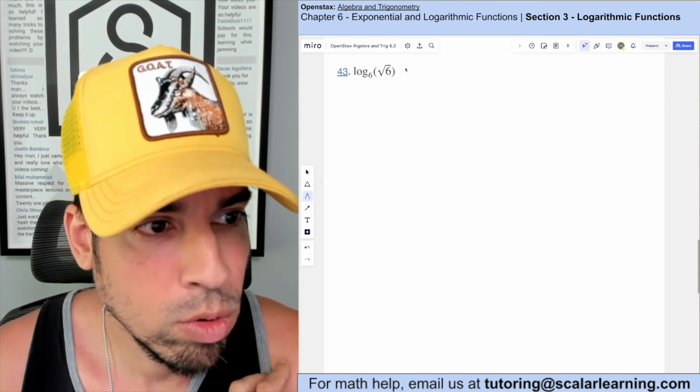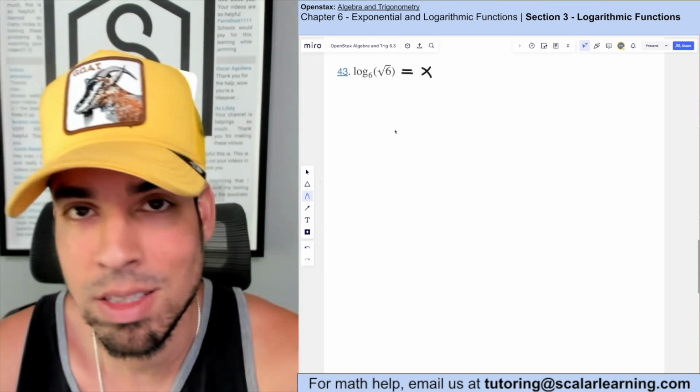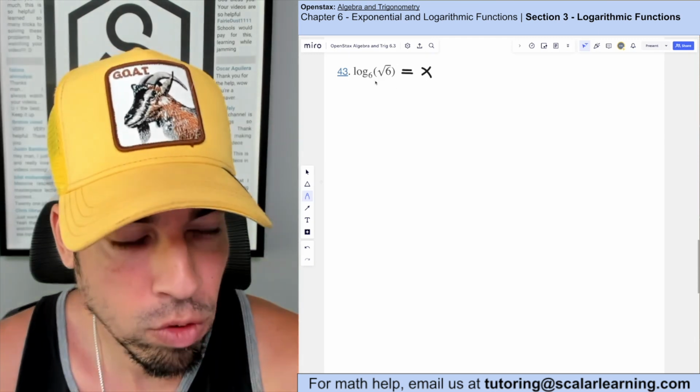Boom, done. So for this one, we're meant to evaluate it without a calculator. So the way I'm going to do it is I'm going to say that this is going to be equal to some value, and I'm going to use this to convert it to exponential form. It's going to make it easier.